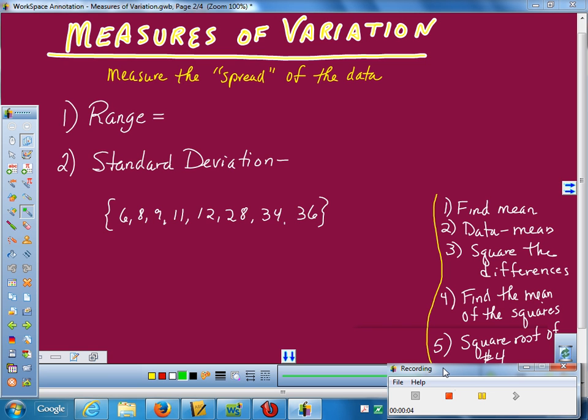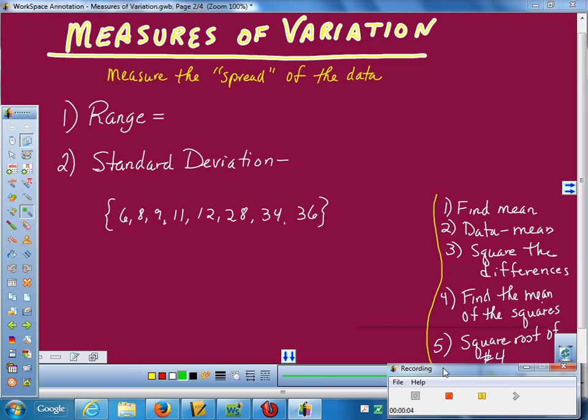Okay, what's it mean to vary? If you're studying measures of variation, how different things are. So whereas on central tendency we were trying to find the center of the data, now we're trying to see how much this data is varying. And there's a lot of ways to figure the variation.